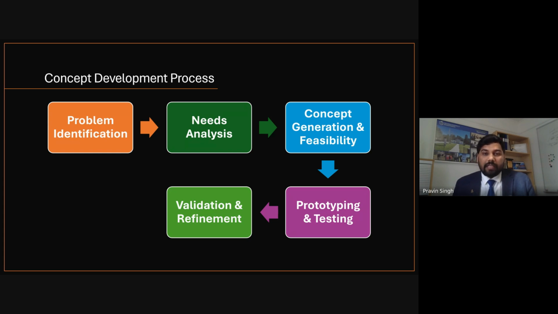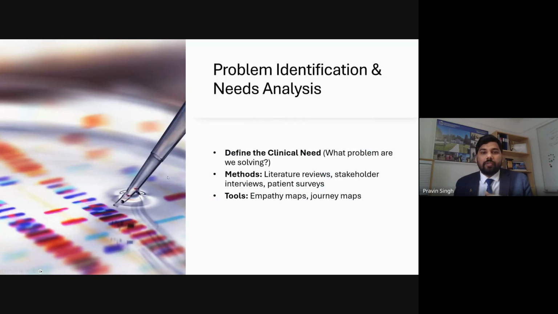So we develop early models to validate concepts. And then we go for the validation and refinement. So basically we conduct trials, user testing, and regulatory approvals. This process ensures that an idea is not just innovative, but practical, scalable, and clinically relevant. So these are the basically important things we need to know.